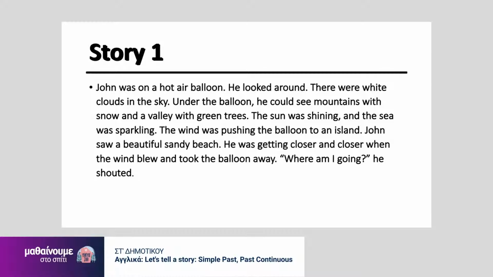John was on a hot air balloon. He looked around. There were white clouds in the sky. Under the balloon, he could see mountains with snow and a valley with green trees. The sun was shining and the sea was sparkling. The wind was pushing the balloon to an island. John saw a beautiful sandy beach. He was getting closer and closer when the wind blew and took the balloon away. "Where am I going?" he shouted.